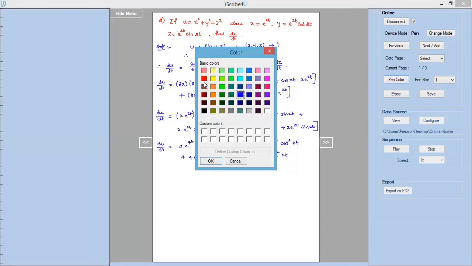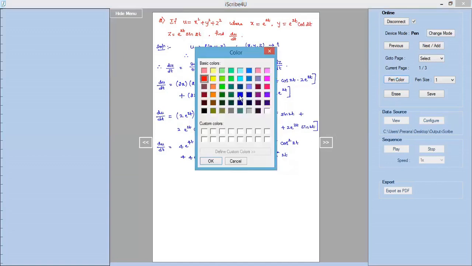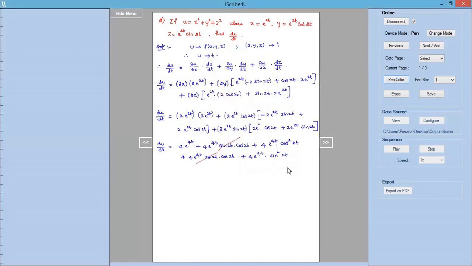So here we observe that one of the terms is getting cancelled, that is minus 4 e power 4t sine 2t cos 2t plus 4 e power 4t sine 2t cos 2t. One with the positive sign, the other with the negative sign, these two get cancelled. And in the third term and the fifth term, we have common 4 e power 4t. We take out 4 e power 4t common and we remain with cos square 2t plus sine square 2t. It is of the form cos square theta plus sine square theta, which is equal to 1. So we will further simplify in that way.